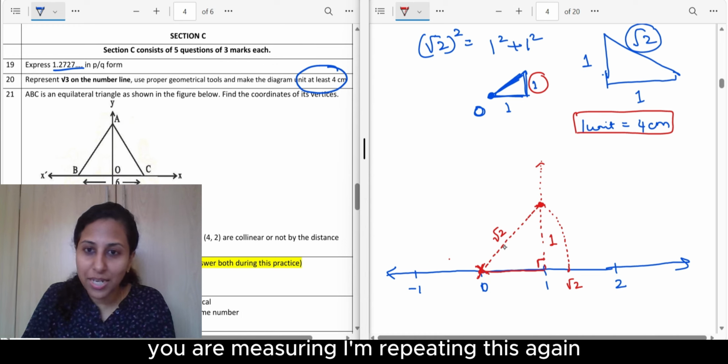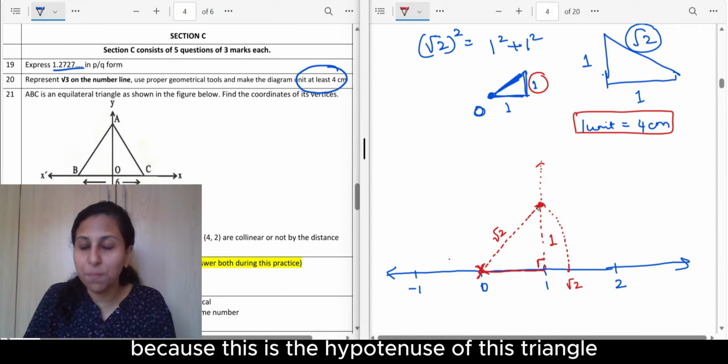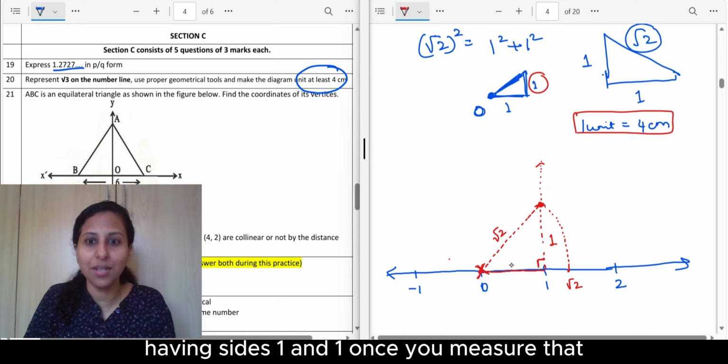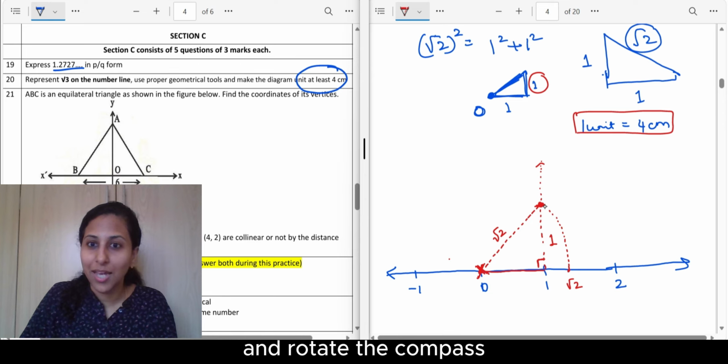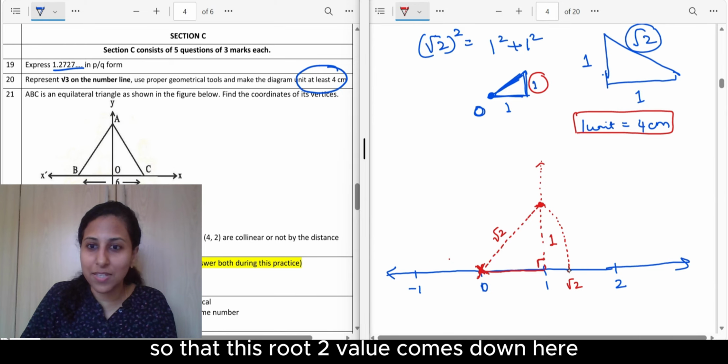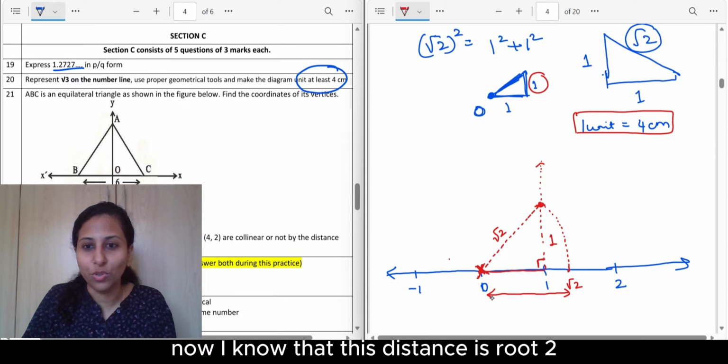I'm repeating this again. You have root 2 measurement over here because this is the hypotenuse of this triangle having sides 1 and 1. Once you measure that, keep your compass needle point here and rotate the compass so that this root 2 value comes down here. Now I know that this distance is root 2.